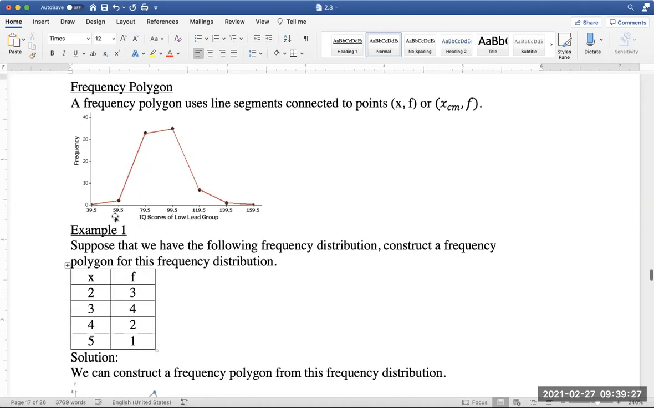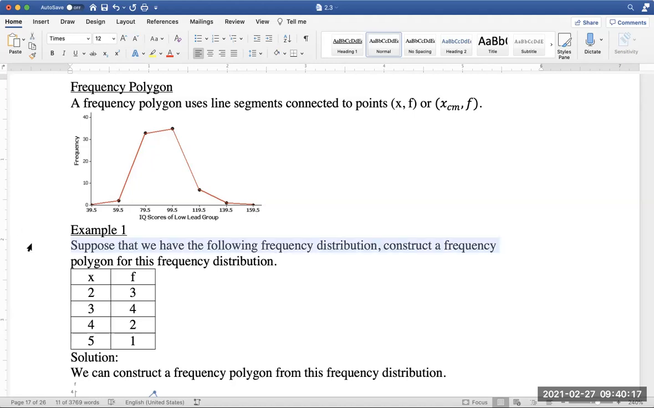In this case, I have a class mark of 39.5, a frequency of 0, a class mark of 59.5, a frequency of maybe 1, a class mark of 79.5, a frequency of, say, 33, a class mark of 99.5, a frequency of 36, a class mark of 119.5, and let's say 7, a class mark of 139.5, let's say 1, a class mark of 159.5, and 0.